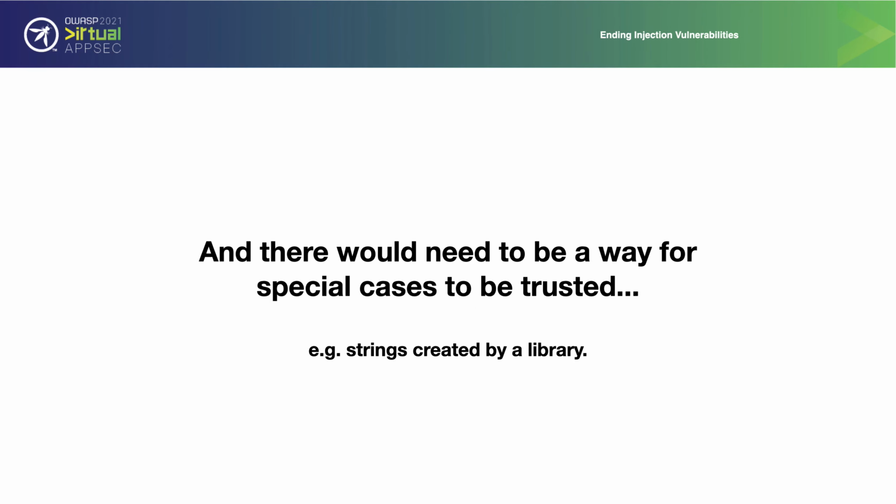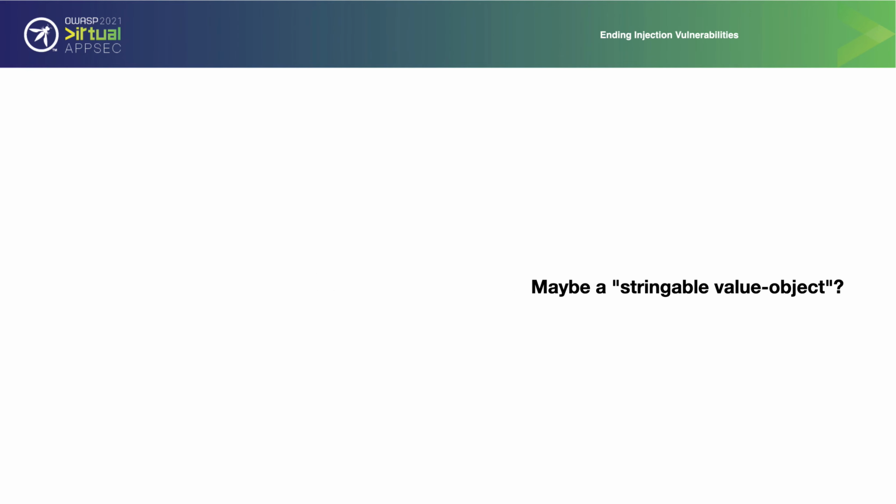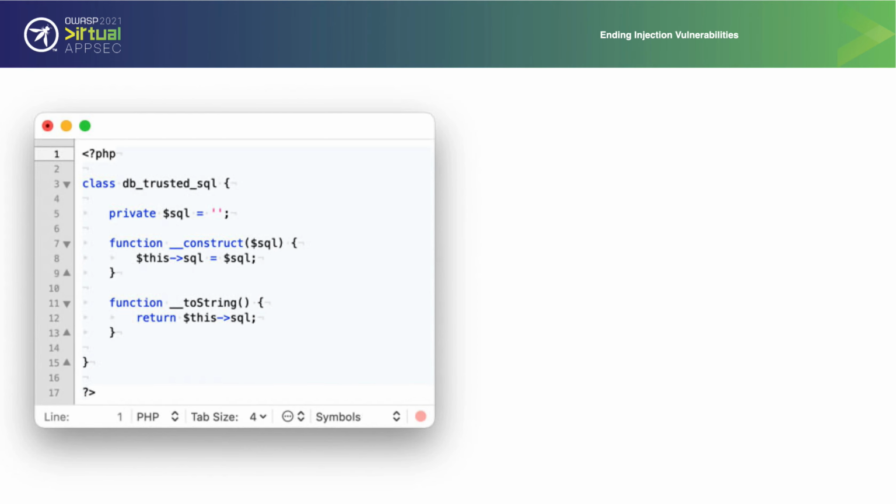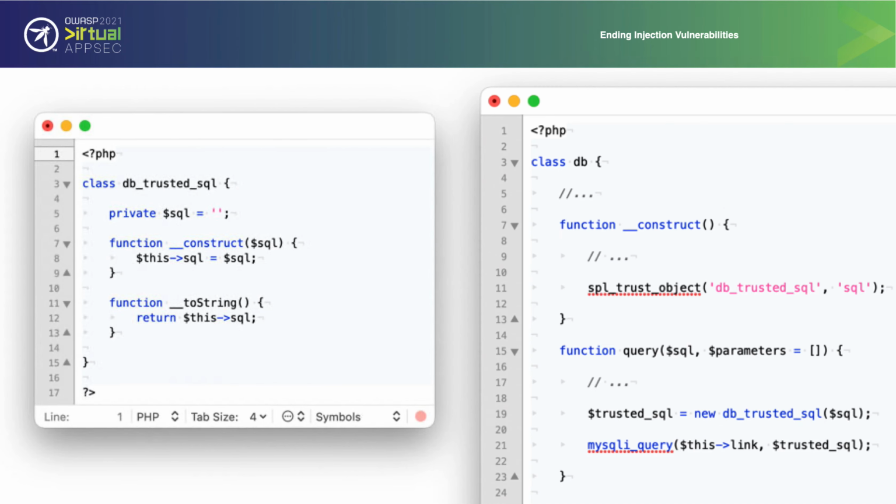However, there'd also need to be a way for special cases to be trusted, e.g. strings created by a library. You'll notice this is very similar to the trusted types example we talked about earlier in JavaScript, that firewall-like structure. Maybe this can be done with a stringable value object. So that value object we created earlier for the unsafe value, just rename a few things, and we'll instead have a way of marking this SQL string as safe. And it still acts like a string, but now it's sort of wrapped in an object.